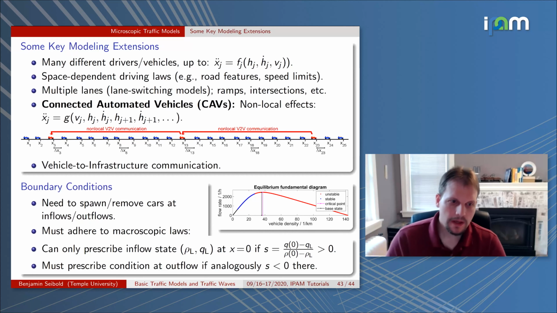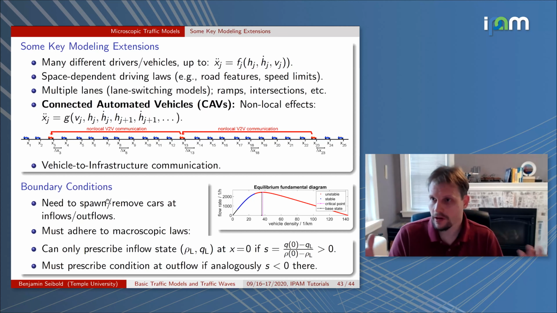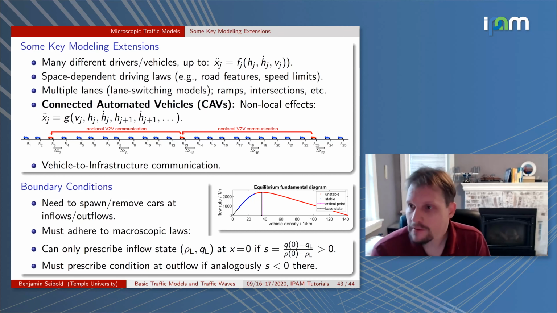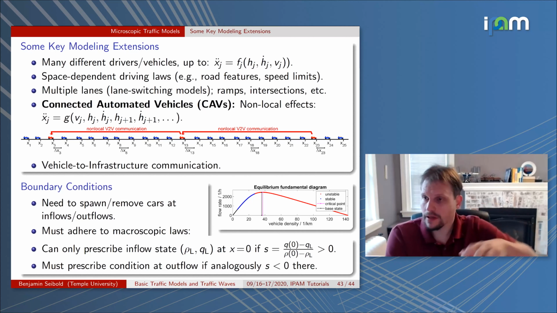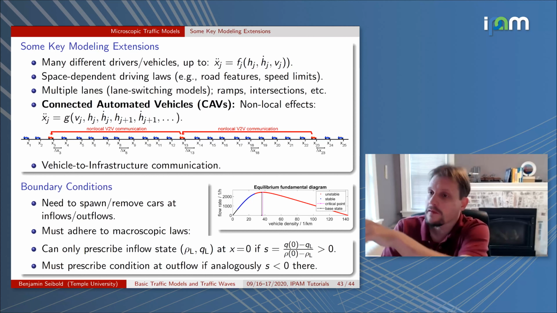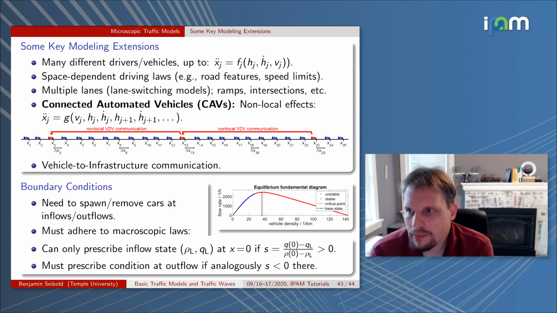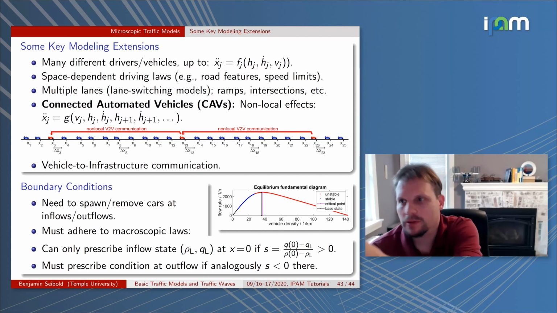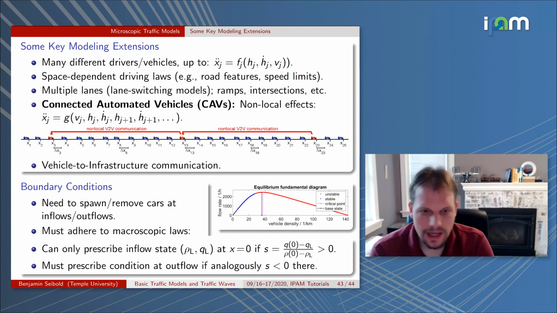For example, boundary conditions. If you take a segment of road that's not a ring road, you need to spawn vehicles at the inflow of your segment. You need to remove cars at the outflow. And in principle, it seems like, okay, of course, you just remove, it doesn't matter, right? They have left your domain, and you just spawn cars according to whatever your law is. Well, it turns out that, no, depending on what the state of your system is, it's not so easy.